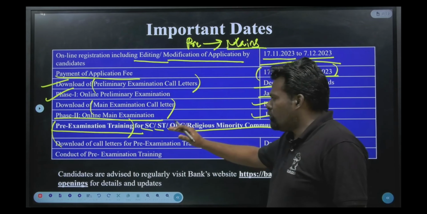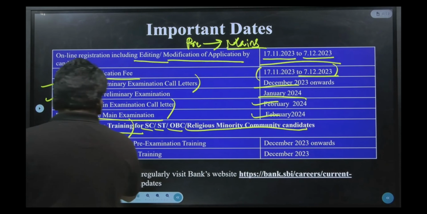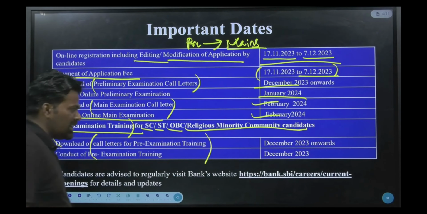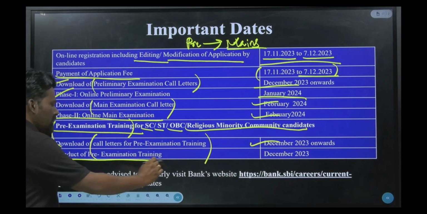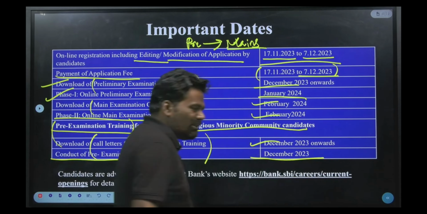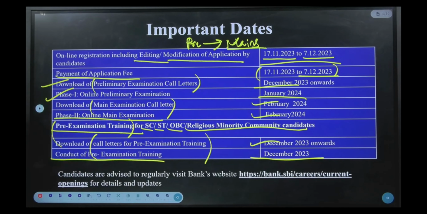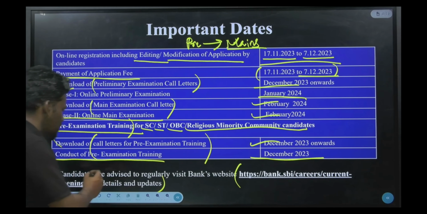So if you have applied for that pre-examination training, then you can download the call letter for this pre-examination training in the month of December. And the conduct of that pre-examination training will be held in the month of December itself. Correct? So for any queries or any updates from SBI, you have to visit the bank's website. So this is what they have given.